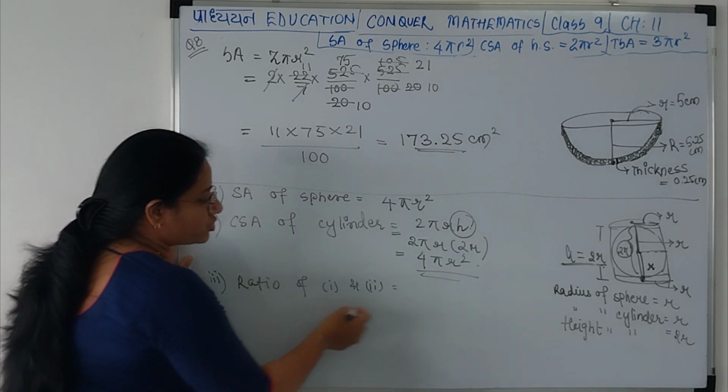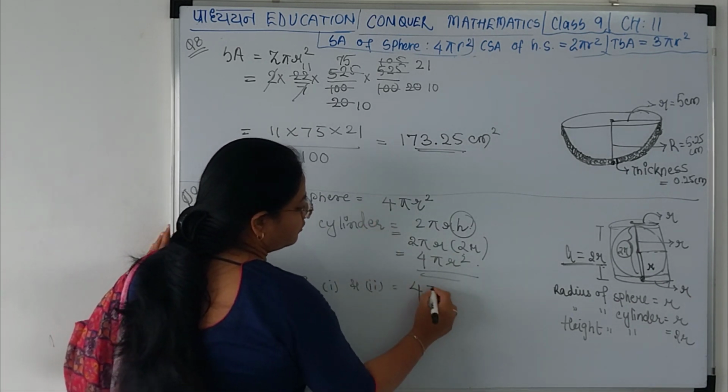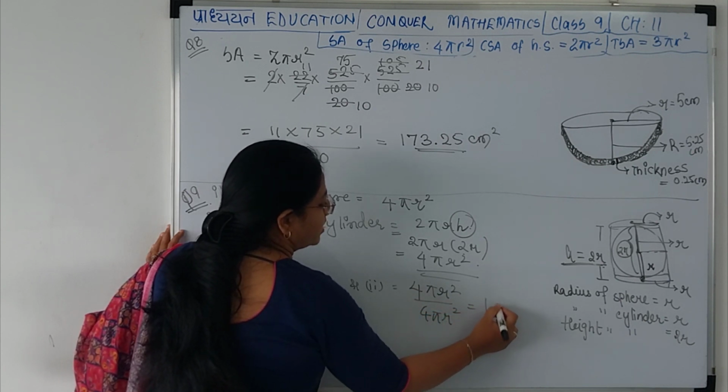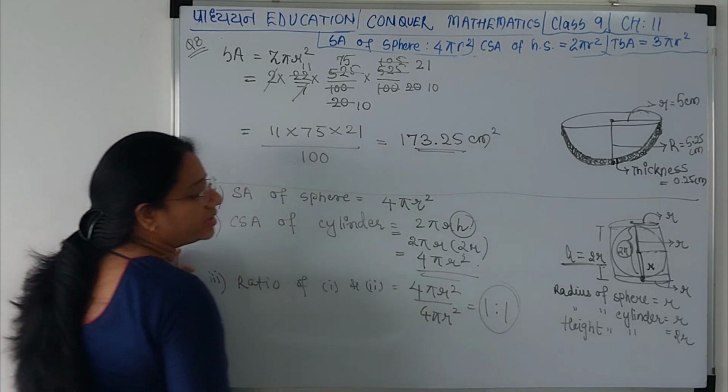We have to find the ratio which is obtained in 1 and 2. So 4 pi r square upon 4 pi r square. This is equal to 1:1. So that is the required ratio.